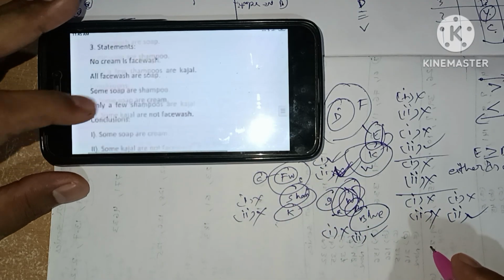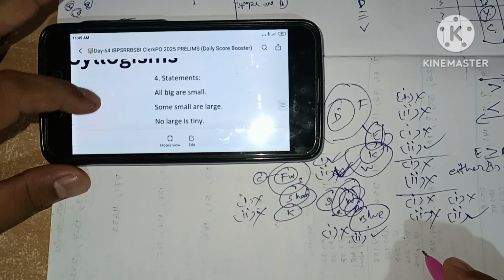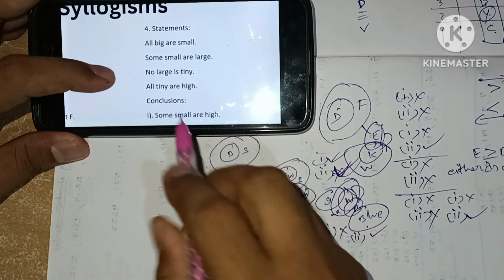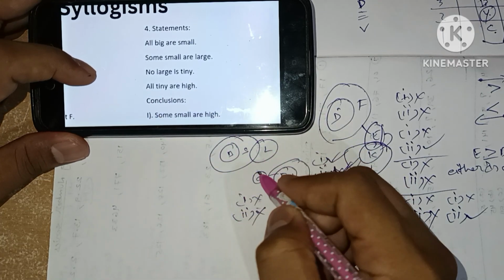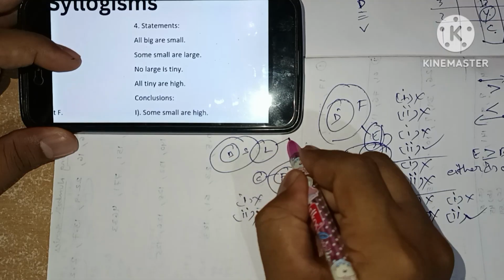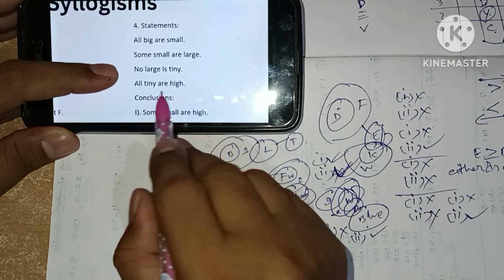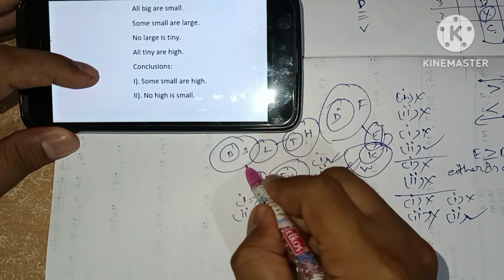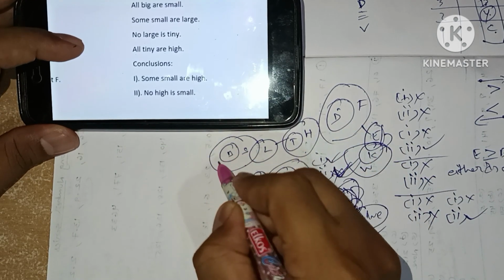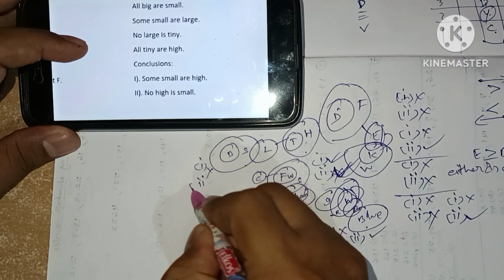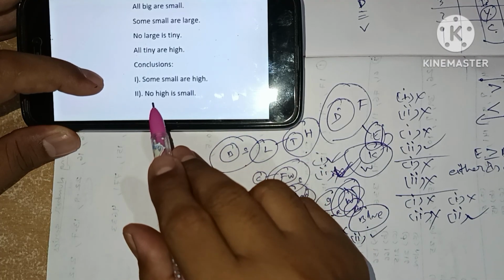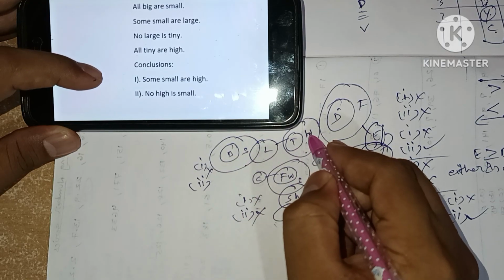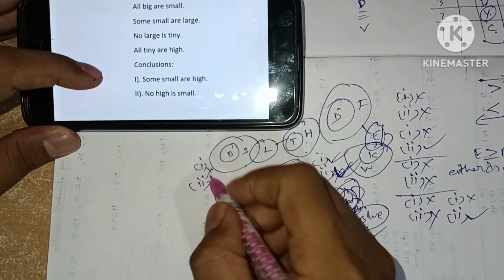Okay. Next one. Fourth question. A big. All big is small. Some small are large. No large is tiny. All tiny are high. Conclusions. Some small are high. This is small and this is high. There is no direct relation. So the first conclusion will be false. Second conclusion. No high is small. So we check some high can be small. Some part of high can share with small. It is possible. Some case possible means no case fails.